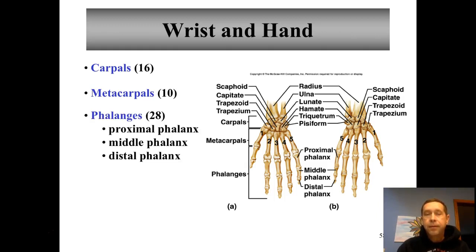And then the fingers are the phalanges. For your 4 fingers, you have 3 different bones in each finger, a proximal, middle, and distal phalanx. But in the thumb, there are only 2, a proximal and a distal. And that gives us a total of 14 in each hand, or a total of 28 bones.